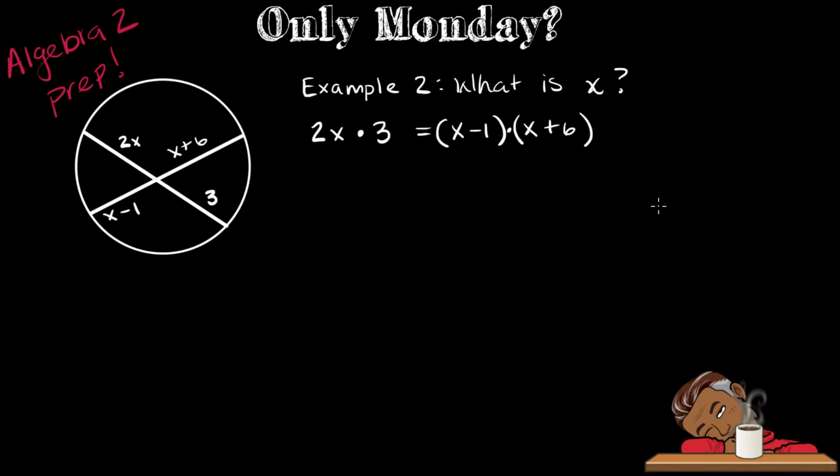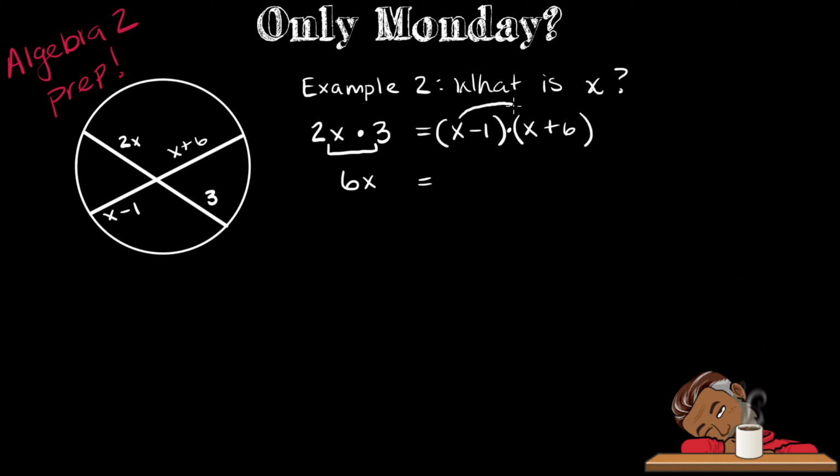Now, if that kind of gets something going in your gut, like you have an instinct there, then that's good, because this is what we're going to do. To multiply this, we're going to want to FOIL this out. Over here, this is just straight multiplication, 6x. But on the other side, on the right side, you're going to have to FOIL that.